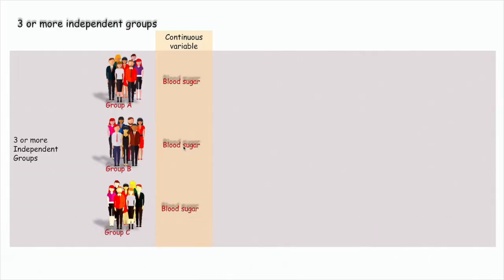Before, we learned about comparing two groups when we have a dichotomous variable for a continuous variable. But what if we have more than two groups? For example, in this example, we have three groups and we are checking the blood sugar as the continuous variable that we have, and we want to compare it. In this case, we can say that the null hypothesis will be there is no significant difference for the mean of the blood sugar between these three groups.